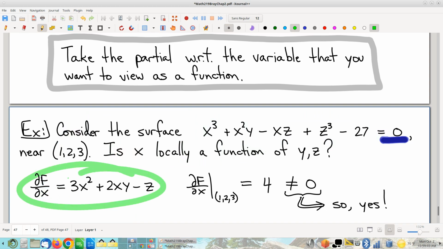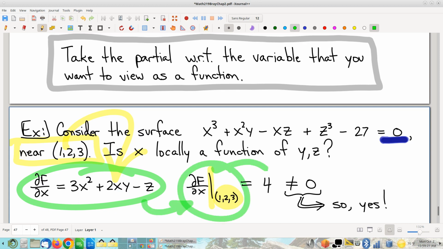There's your partial. We're interested in what's happening near this point 1, 2, 3. So we've got to plug in that point 1, 2, 3, you notice. I'm going to plug in x equals 1, y equals 2, z equals 3, and this partial then turns into 4, otherwise known as not 0. And so, cool, we win. Yes, I can view x as a function of y and z, at least locally. Everybody happy? All right.